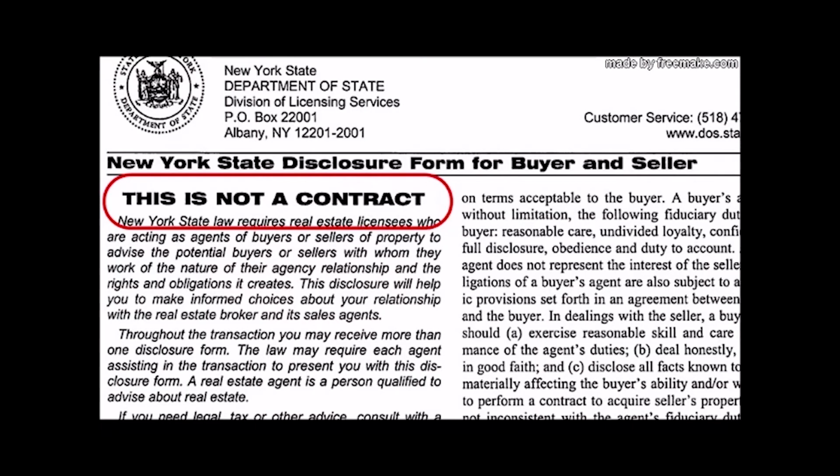Does the agency disclosure form create a contract between the real estate broker and the consumer? No, the agency disclosure form is simply that, a disclosure form. And if you look at it, it clearly says this is not a contract. So no, it does not create any contract between the parties.